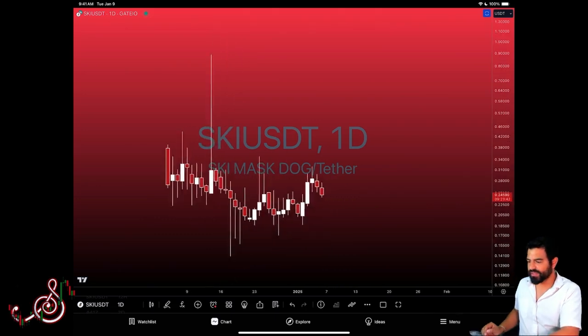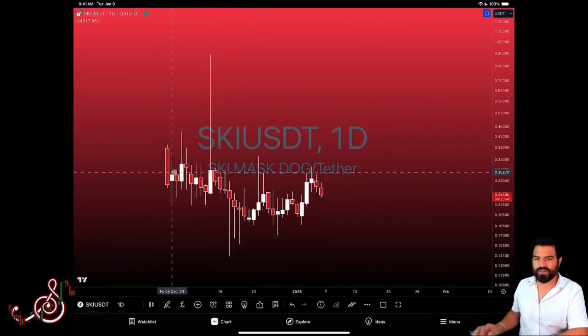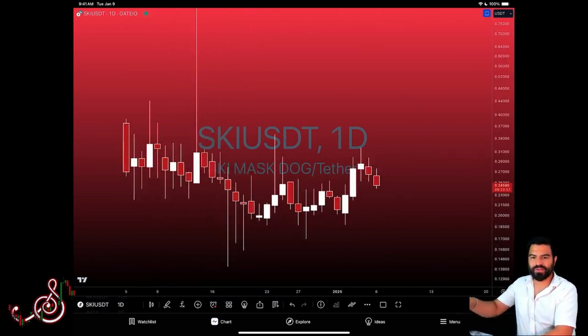Very wide spreads. Okay, very wide spreads. And what I mean by that is the flow.